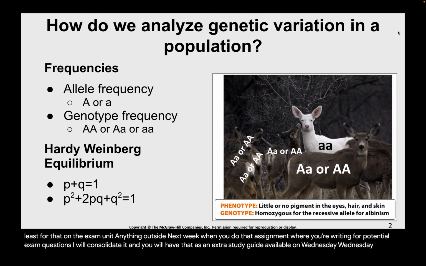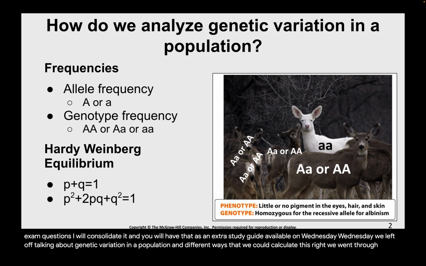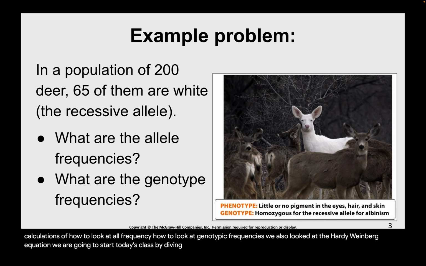Wednesday, we left off talking about genetic variation in a population and different ways that we could calculate this, right? We went through calculations of how to look at allele frequencies, how to look at genotypic frequencies. We also looked at the Hardy-Weinberg equation. We're going to start today's class by diving into a practice problem on the Hardy-Weinberg equation, right?